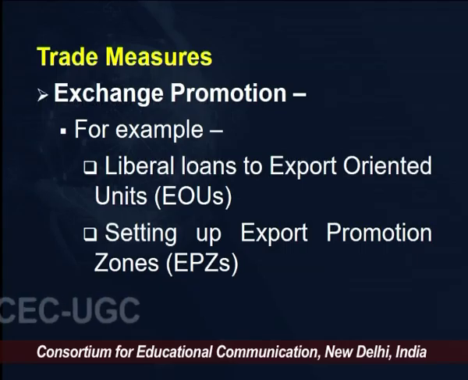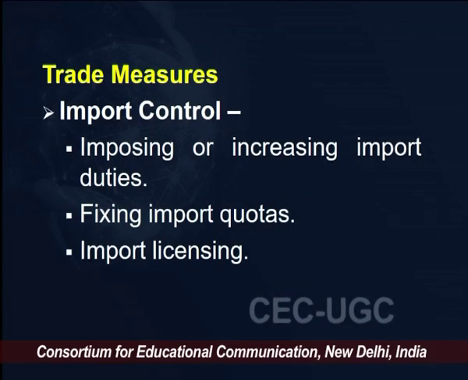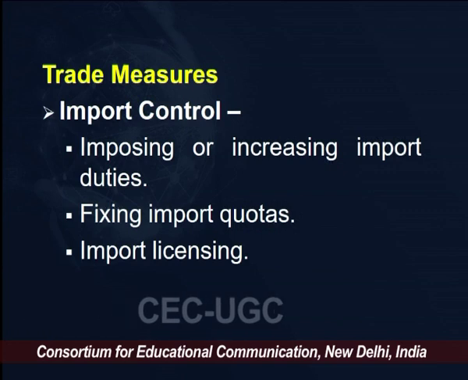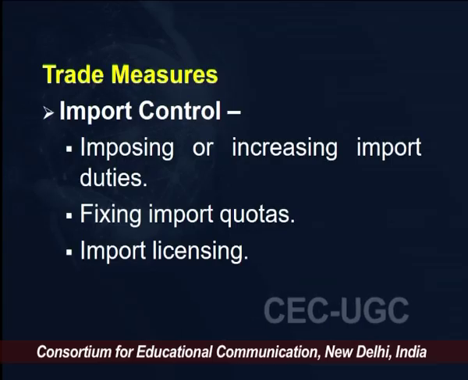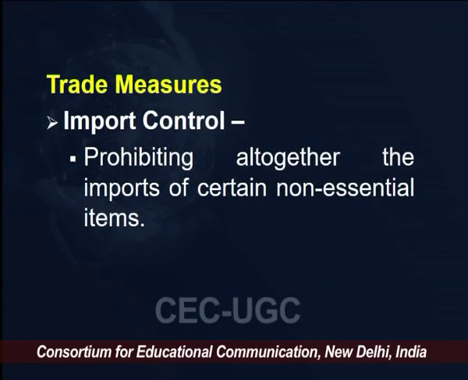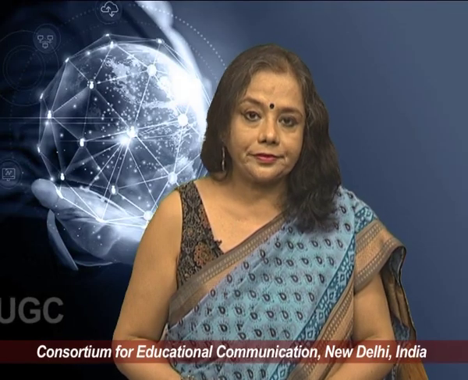Liberal loans to export oriented units, setting up export promotion zones. Import control: imposing or increasing import duties, fixing import quotas, import licensing. These are the measures for improving the situation where you are restricting the imports. Prohibiting altogether the imports of certain non-essential items can also happen.